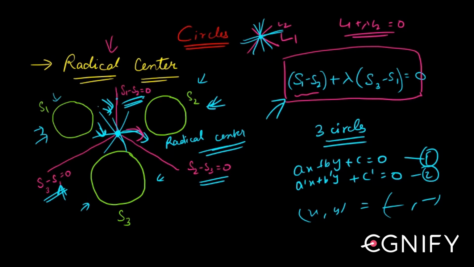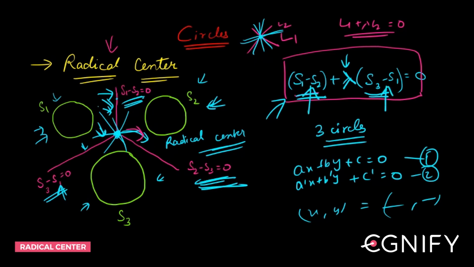Out of these, one of them will be your s2 minus s3 equal to 0 also. For a particular value of lambda, you will get s2 minus s3 equal to 0, and you will get all the other lines which are passing through that radical center, which is the point of intersection of this line and this line, right? Always remember, lambda into some line plus some other line equal to 0 represents the family of straight lines passing through the point of intersection of these two lines.